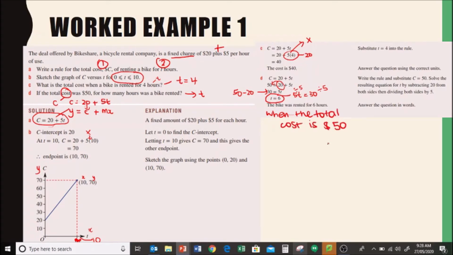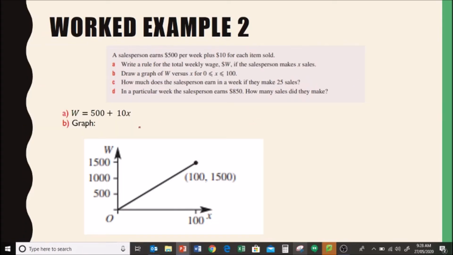Now remember, you can pause the video at any time and you can go back and replay it. Feel free to ask your teacher questions if you don't understand, because we are heading towards worded problems with linear equations. So now we're going to do the second worked example, but I'm going to work through it with you.